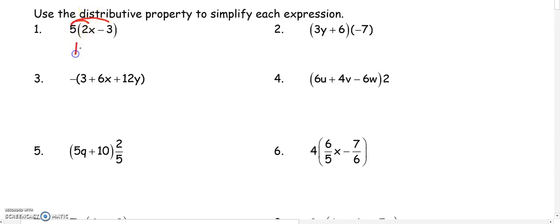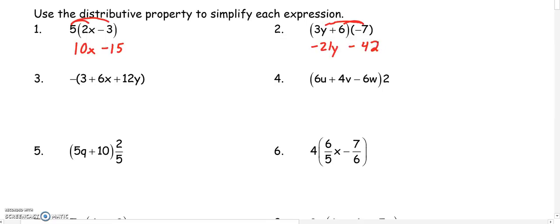5 times 2x is 10x. 5 times negative 3 is negative 15. These are not like terms, so we're going to leave it separate. Number 2, there's a negative 7 after the set of parentheses that we're going to distribute. So we're going to distribute negative 7 to both terms. So 3y times negative 7 is negative 21y, and 6 times negative 7 is minus 42.